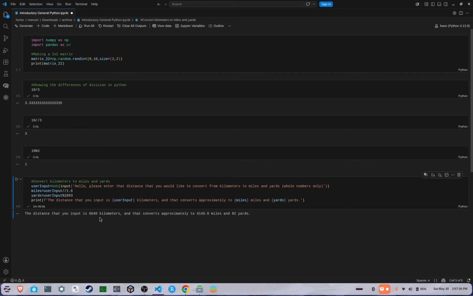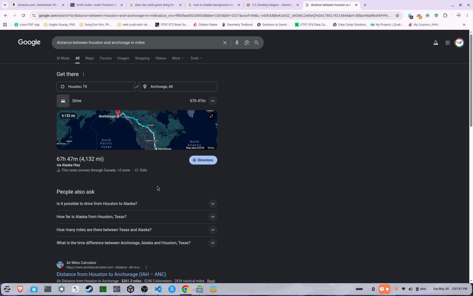So look at that. The distance as you input it is 6,440 kilometers, and that converts approximately to 4,149 miles and 82 yards. Google says it's 4,132. That might be due to the way that the distance is converted, or the way they calculate distance.